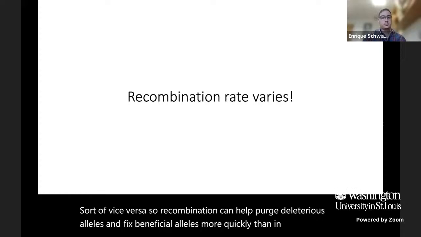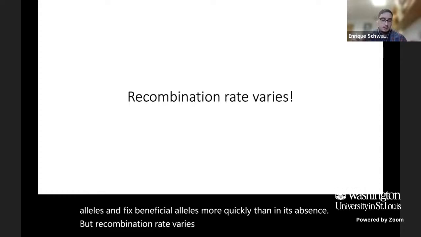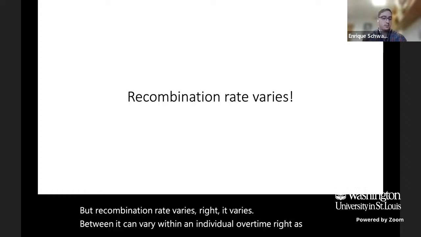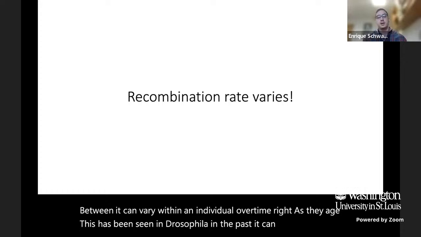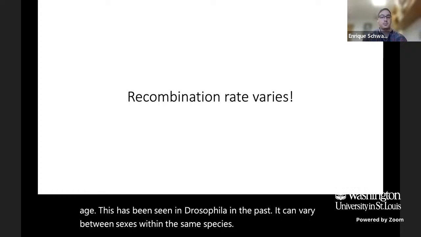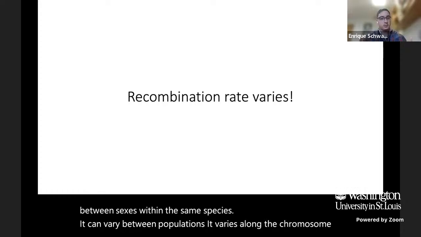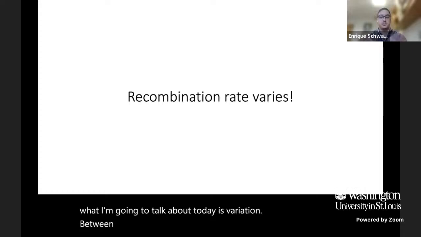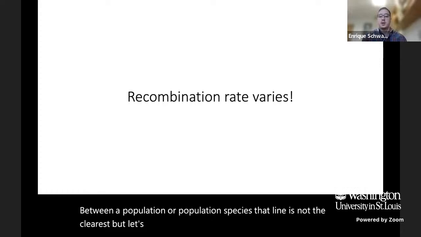But recombination rate varies, right? It can vary within an individual over time, as they age. This has been seen in Drosophila in the past. It can vary between sexes within the same species. It can vary between populations. It varies along the chromosome. But the one that is going to be central to what I'm going to talk about today is variation between populations or species. That line is not the clearest, but let's say variation between species.